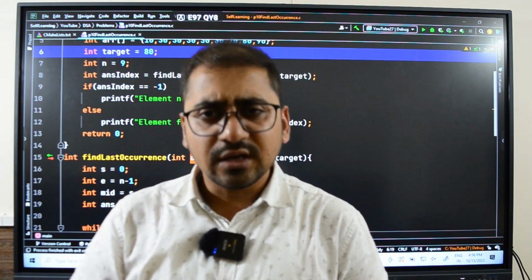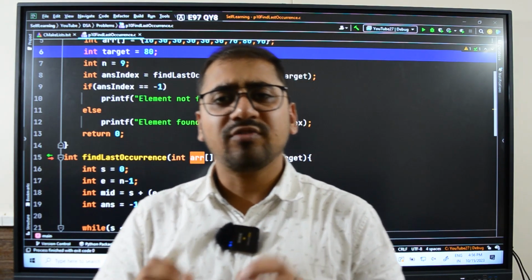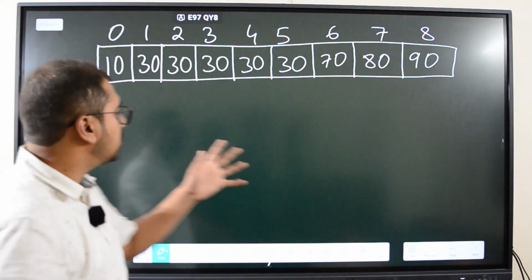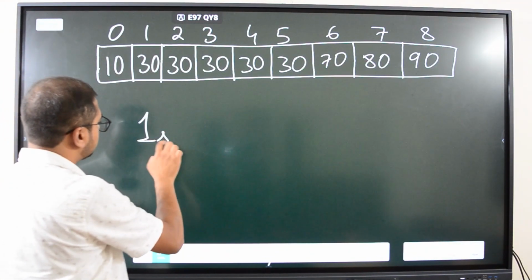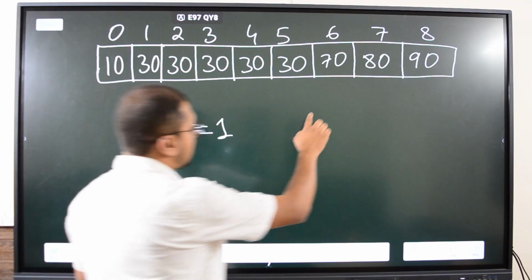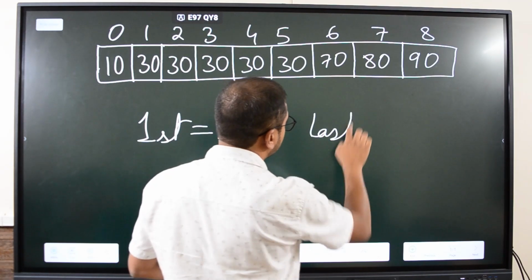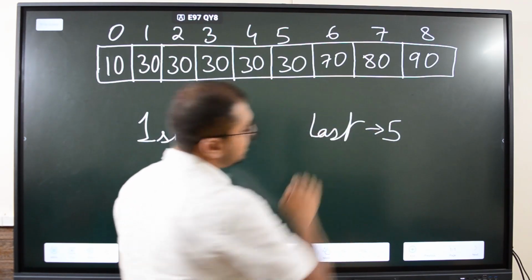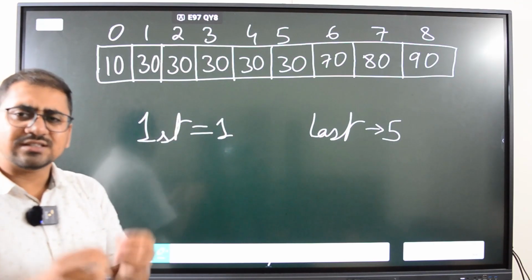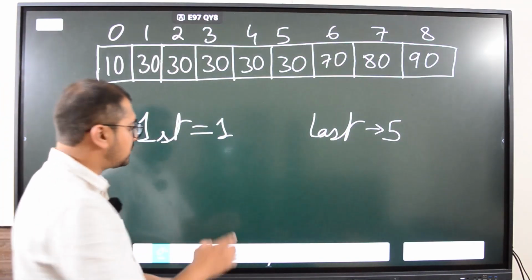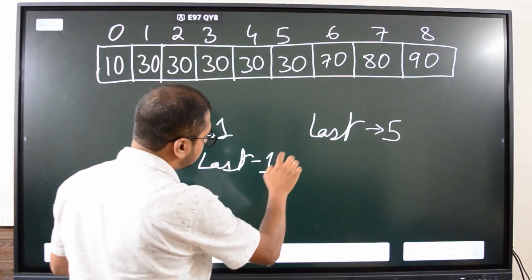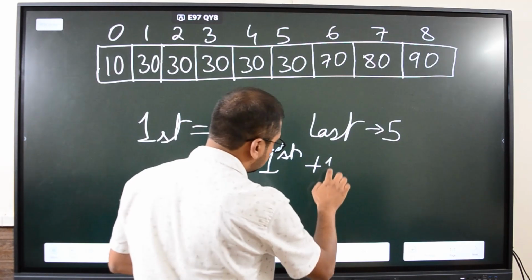So now here comes the last thing, that is finding the total occurrence. Okay, so here in this problem, where do we have the first occurrence? The first occurrence we found at index 1. The last occurrence we found at index 5. So here, how are we going to find it out? It is a very simple thing. Just calculate last minus first plus 1.